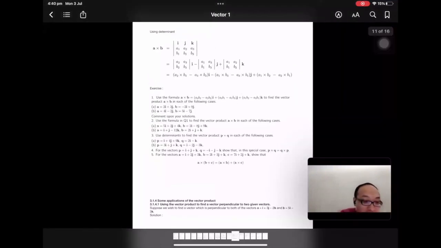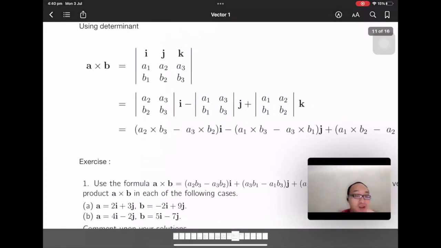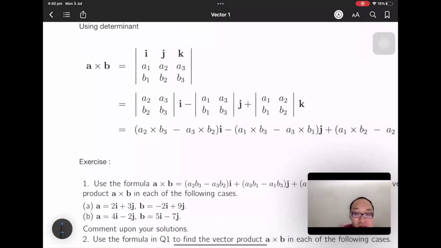And then to make it simple, we can rewrite the multiplication in the form of this. So we list all the factor A and factor B here, and then we find the determinant of the matrix. So how do you find this? When you find I, you cross I, and then you do the cross multiply. So A2, B3 minus B2, A3. So we have this.